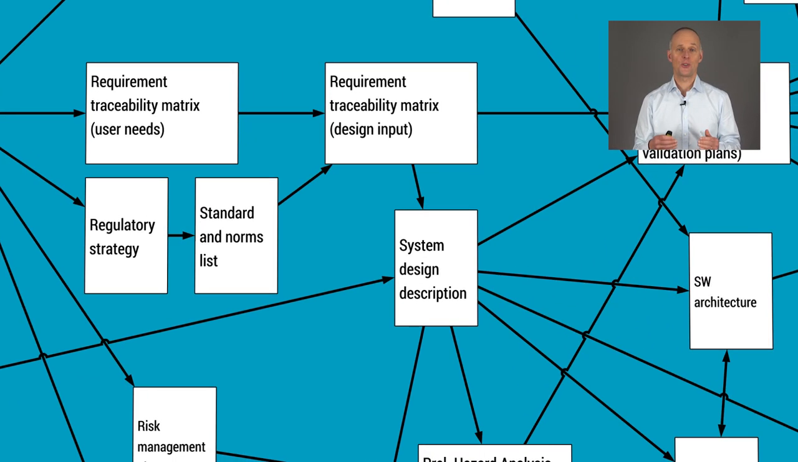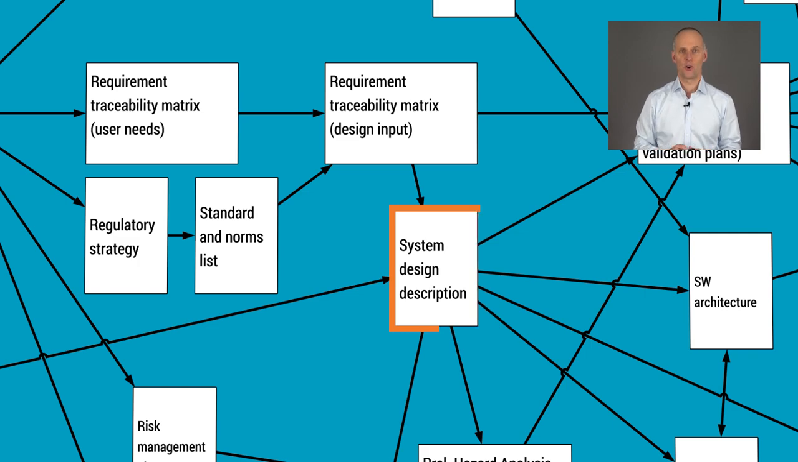Now, based on those design inputs that at this point in time should be fairly abstract, you can start designing your system. This is still not the detailed design, but rather the high-level architecture of your product. For a product that is not complex, this architecture will be super simple. But if it is, as in this case, an instrument with software, electronics, and maybe a disposable sensor, the architecture becomes really important.